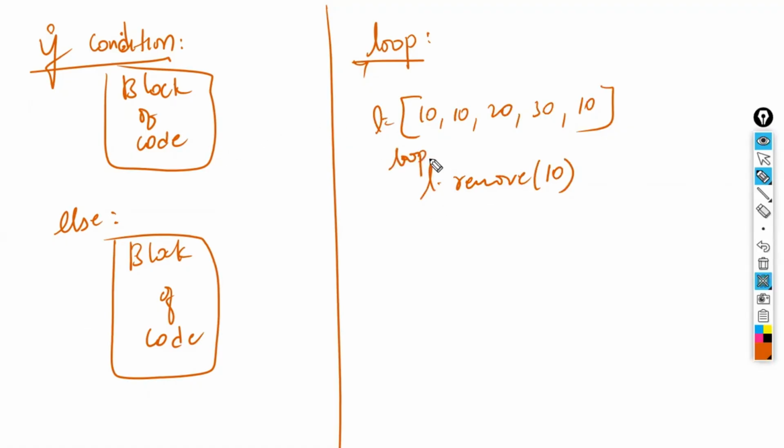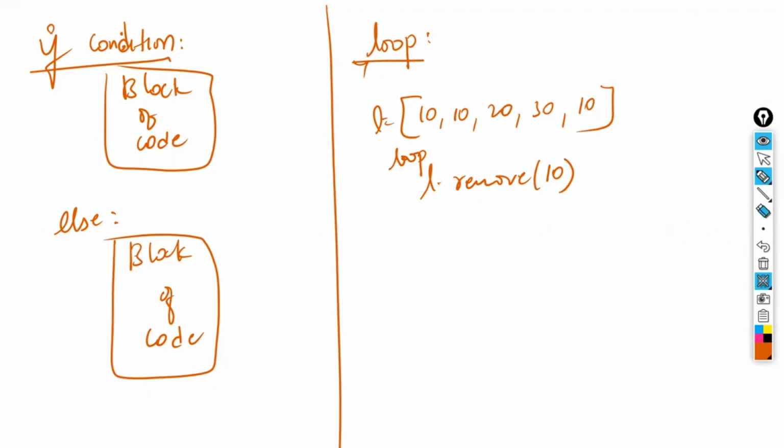When I use the loop, first it will see the first value. It will check whether it is 10. If it is 10 means remove. Again, second value. If it is 10 means remove. Third value. If it is 10 means remove, if it is 20 or not 10 means don't remove. Simple. The meaning of L dot remove is if it is 10 means we have to remove.